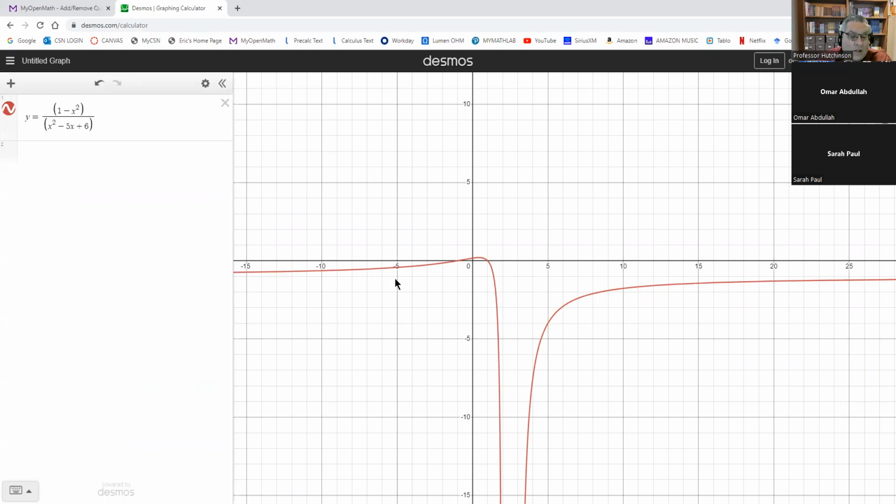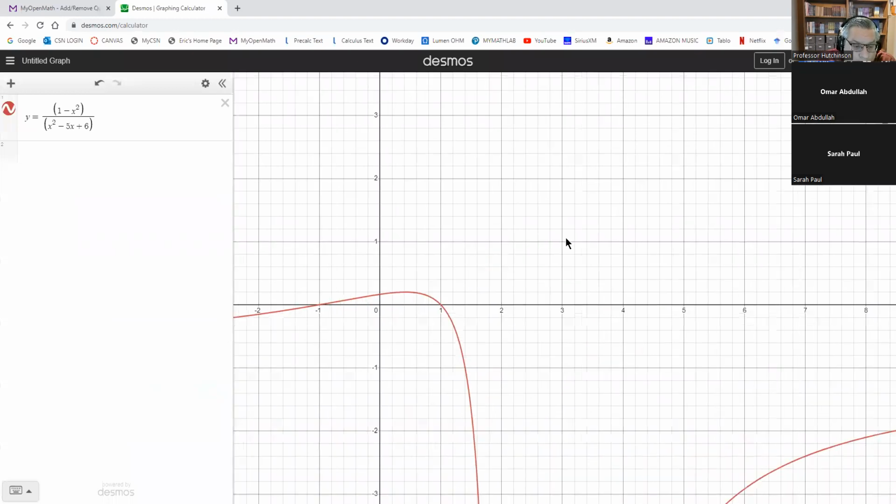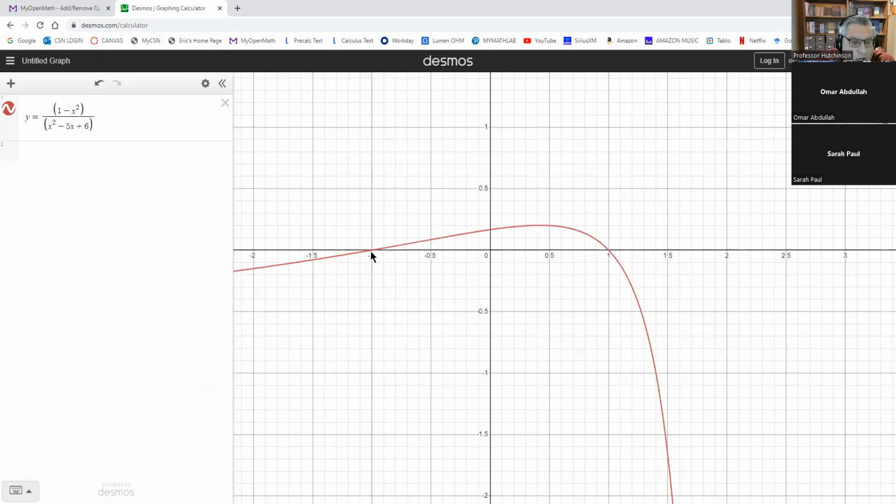So here's what it looks like. As we see here, originally we said that the x-intercepts were 1, 0 and negative 1, 0. If we zoom in there, that's exactly right. Negative 1 and 1 is where the graph crosses the x-axis. We also have the graph crossing at 0 and 1/6, which as a decimal would be about right there.